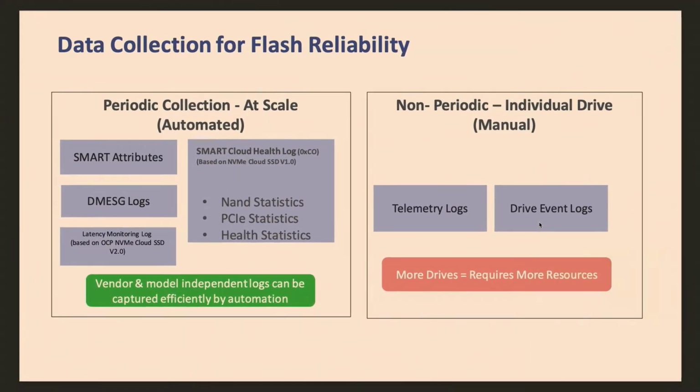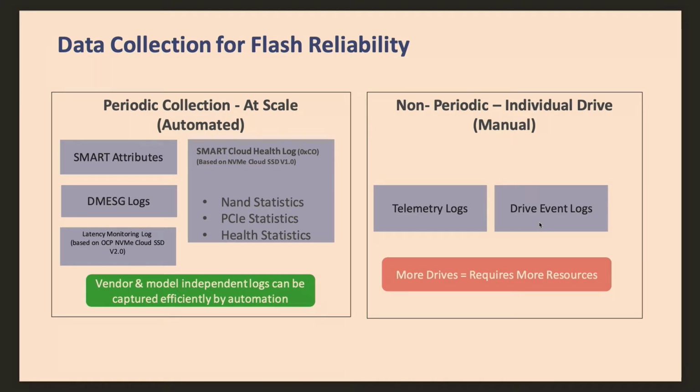So I talked about some of the monitoring and data collection aspect. I've broken down the data collection here into two different buckets. One is a periodic collection, which we do at scale. It's completely automated in nature, and there is a non-periodic. The periodic one is dependent on the vendor and the model implementing some of these log structures, and is pretty efficiently captured by automation.